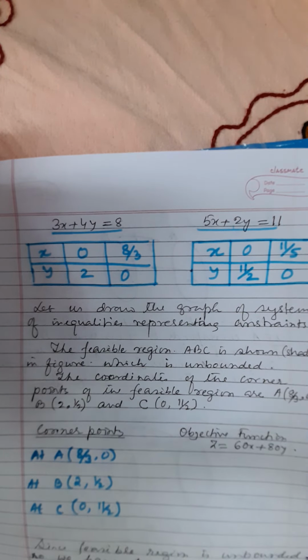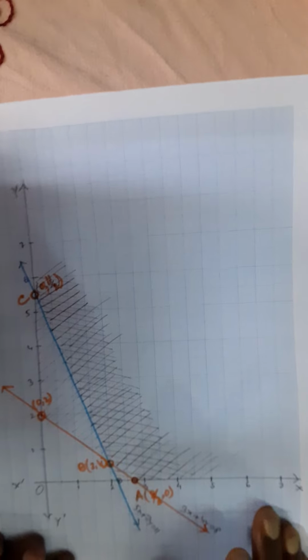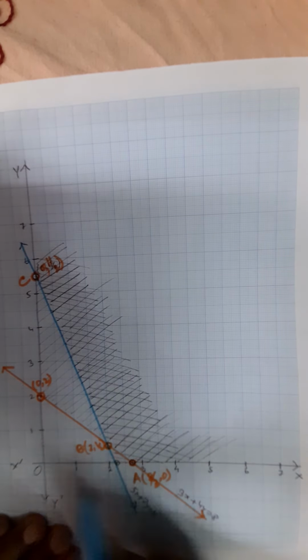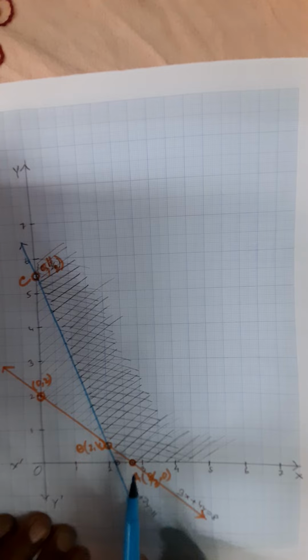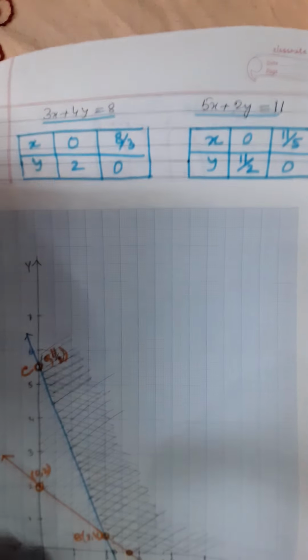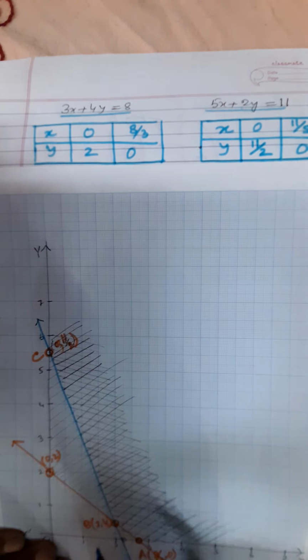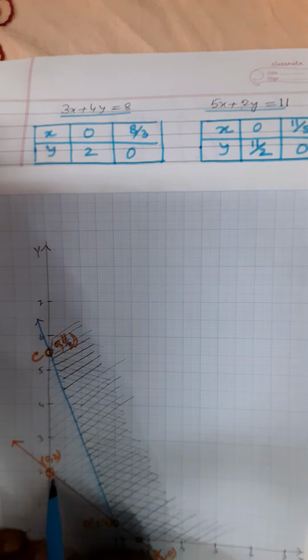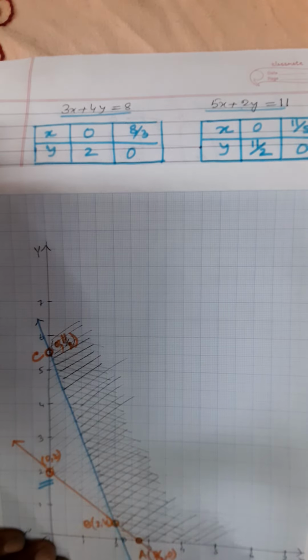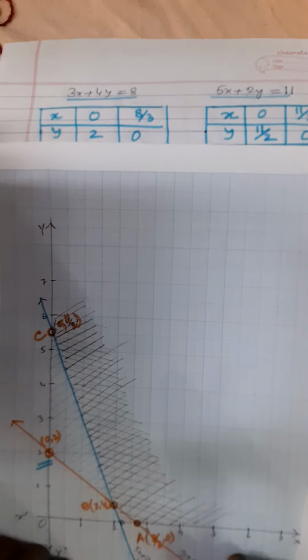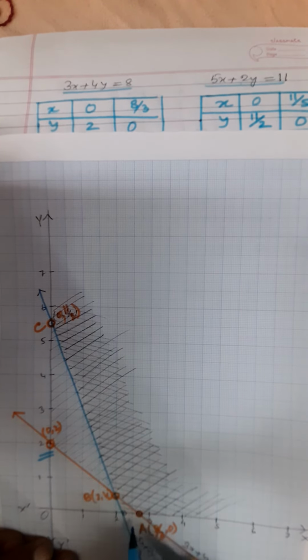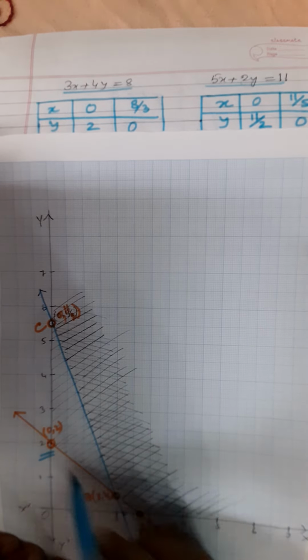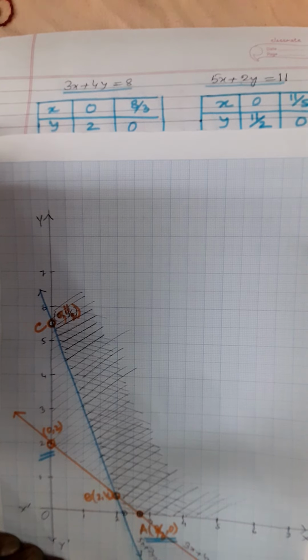Now see the graph paper. This is the graph paper, this is the x axis, this is the y axis. For the first equation, x = 0, y = 2 is a point, and x = 8/3, y = 0 is the point (8/3, 0). If we draw the line, this line represents 3x + 4y = 8.